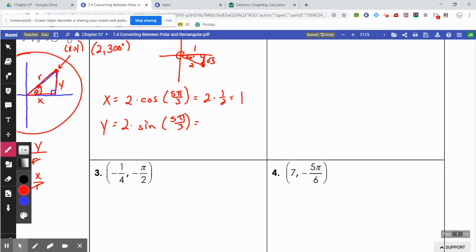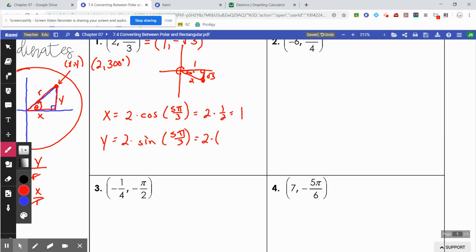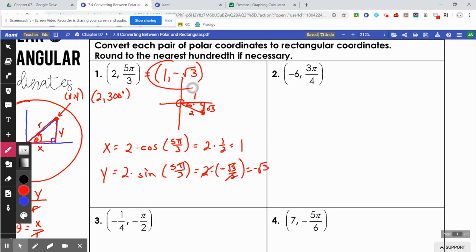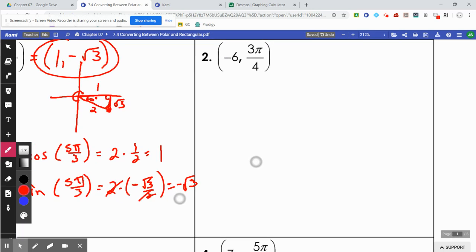2 times the sine of 300. The sine of 300 is going to be negative because it's in the fourth quadrant, and it's going to be root 3 over 2. Multiply, these cancel, and leaves you with negative root 3. And that x and y corresponds exactly with this. So you can do it either way. You can either draw it, or you can just do it again.